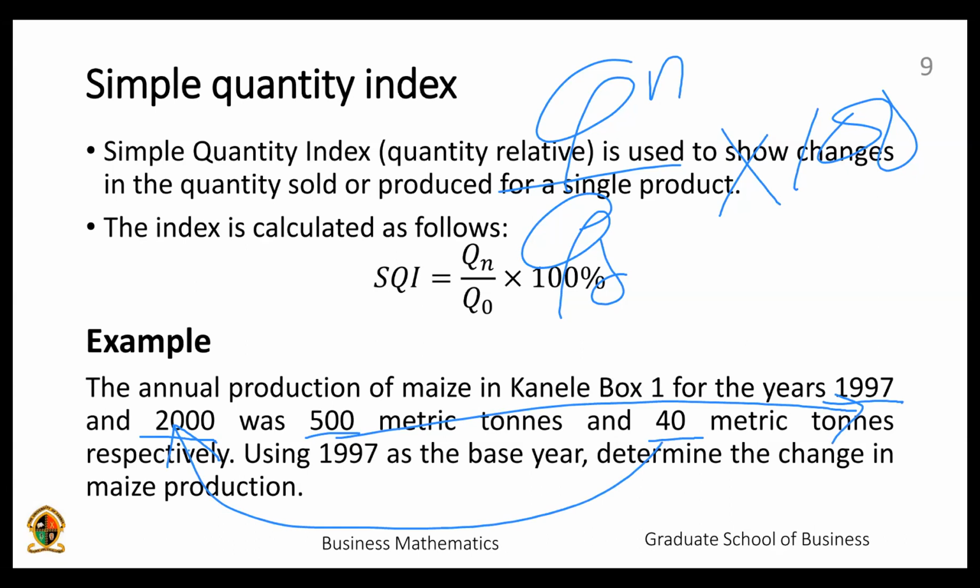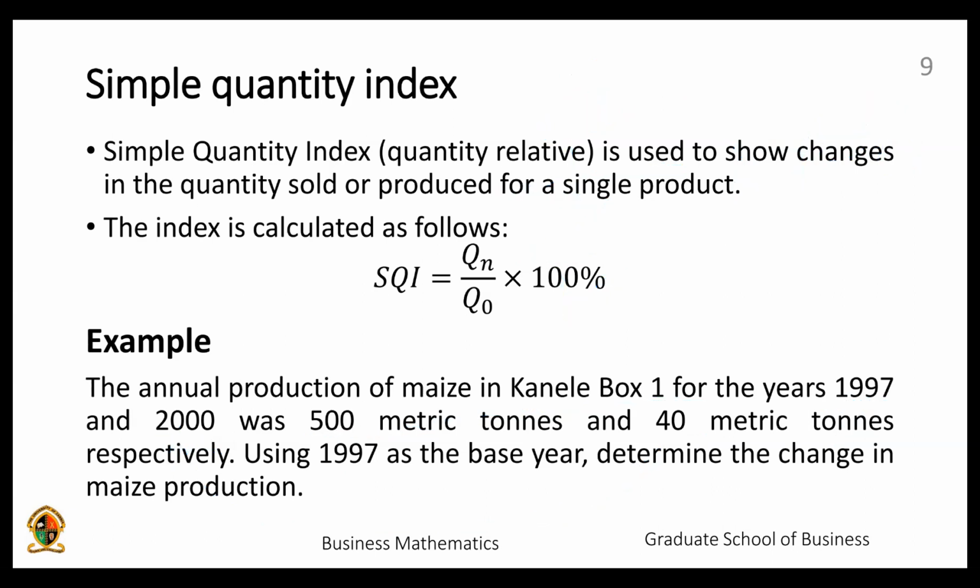These are quantities. We are saying that in the previous year, which is 1997, you produced 500 metric tons. Then the following year, which is 2000, you produced 40 metric tons. Did you get that? So the question is, can you determine the change in maize production? So the formula is this one.